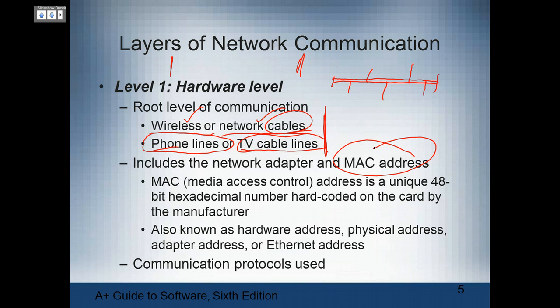But the MAC address is a 48-bit hexadecimal number. The first half is the manufacturer, the second half is the serial number. Also known as a hardware address, or Cisco calls it what? BIA, burned-in address. You may see it called that too.